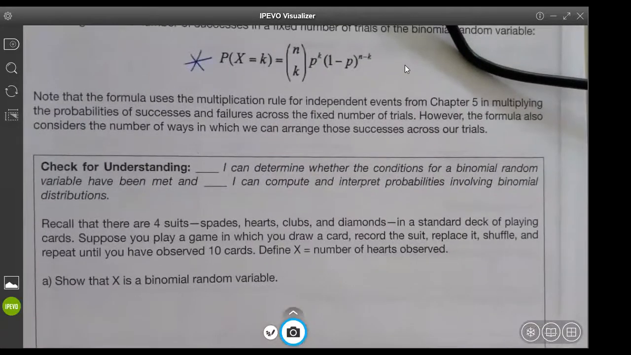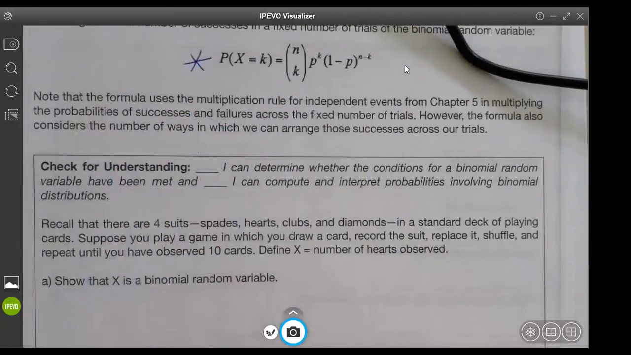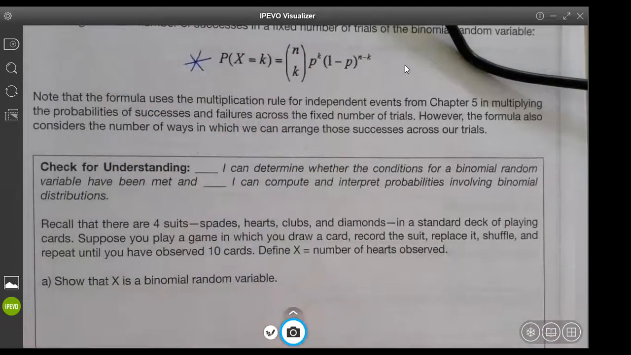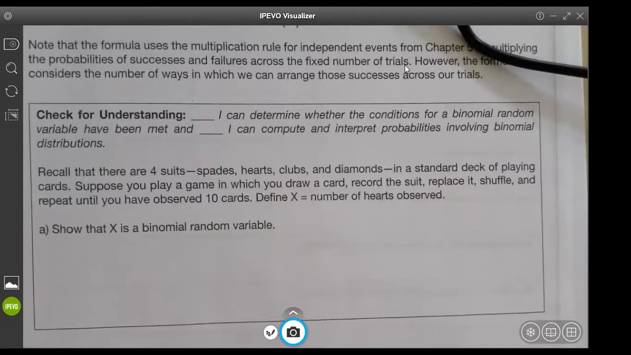So one more time. This is one of the first few questions that you get on your multiple choice. It's just how you set it up, and that's it. It gives you all the information you need and just asks you how you set it up. Recall that there are 4 suits, spades, hearts, clubs, and diamonds in a standard deck of playing cards. Suppose you play a game in which you draw a card, record the suit, replace it, shuffle, and repeat until you have observed 10 cards. Define X equals the number of hearts observed. Show that X is a binomial random variable.